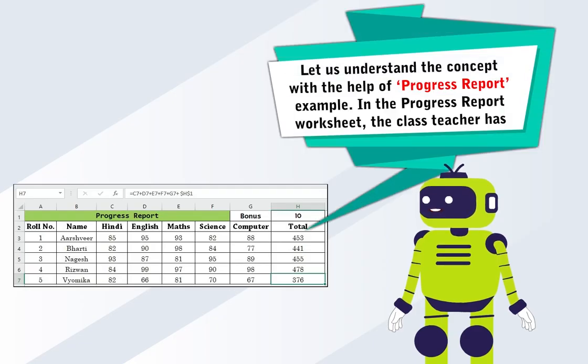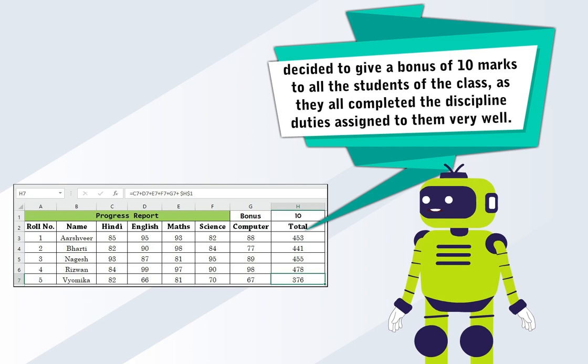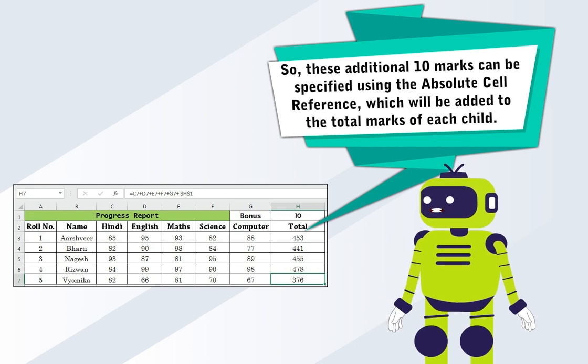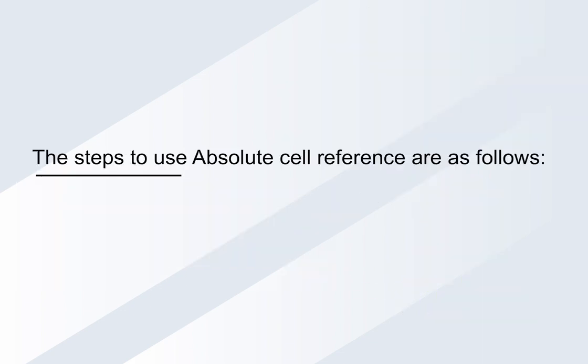Let us understand the concept with the help of the progress report example. In the progress report worksheet, the class teacher has decided to give a bonus of 10 marks to all the students of the class as they all completed the discipline duties assigned to them very well. So, these additional 10 marks can be specified using the absolute cell reference, which will be added to the total marks of each child. The steps to use absolute cell reference are as follows.